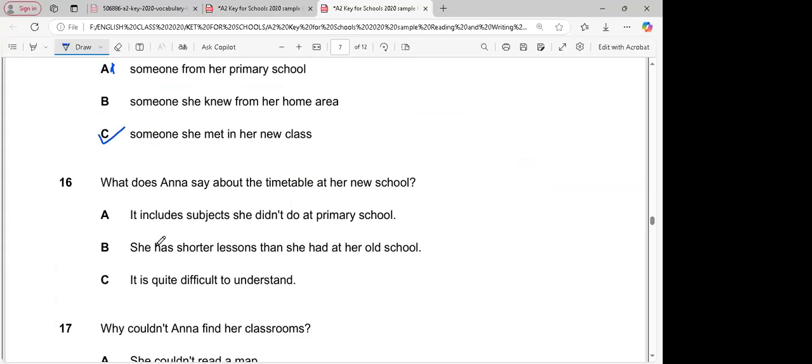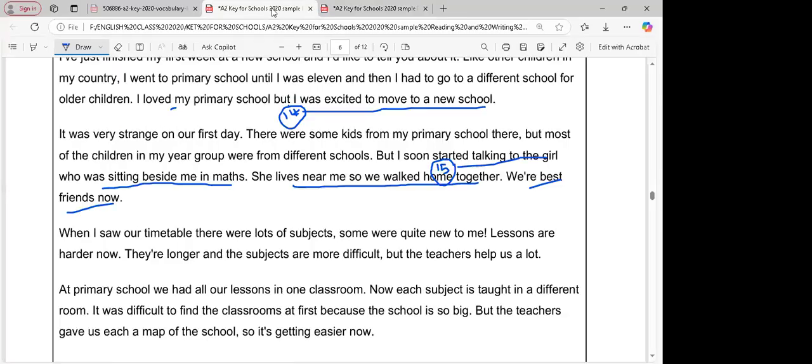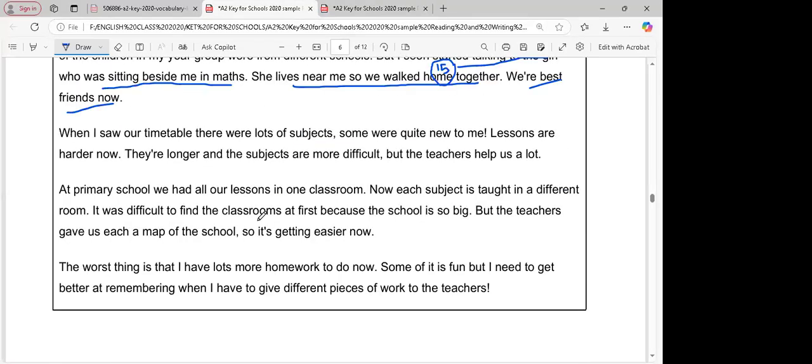Then 16. What does Anna say about the timetable at her new school? So about the timetable, it's probably in the next paragraph. When I saw a timetable, there were lots of subjects. She said there were lots of subjects. Some were quite new to me. One more thing she said, lessons are harder now. Okay, so these are her ideas about the subjects or the timetable. They are longer and the subjects are more difficult. Okay, but the teachers help us a lot. So many ideas are here.